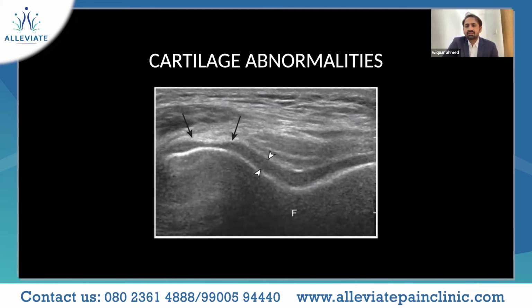Okay. Cartilage abnormalities, again, an important aspect, near the femoral condyle. You can see the hyaline cartilage, which usually is seen as a hypoechoic area. It is very even and spread. In this, you can see there is a focal defect in the cartilage, where you can see the arrows. Whereas in the medial aspect, you can see that it's normal hyaline cartilage, which is present with the arrowheads.